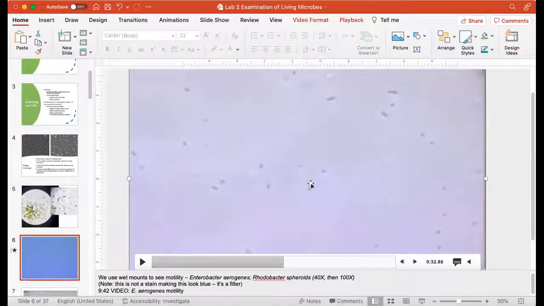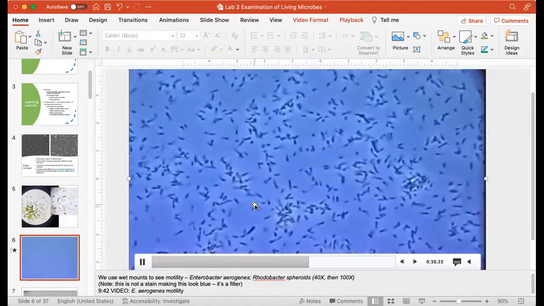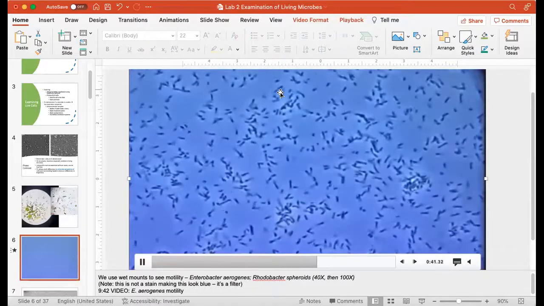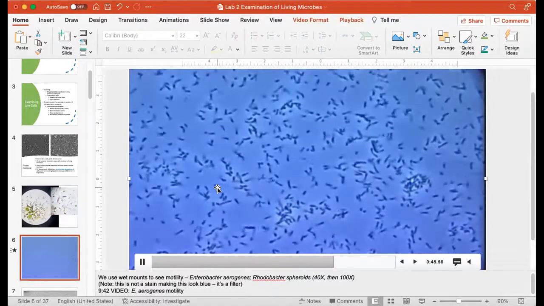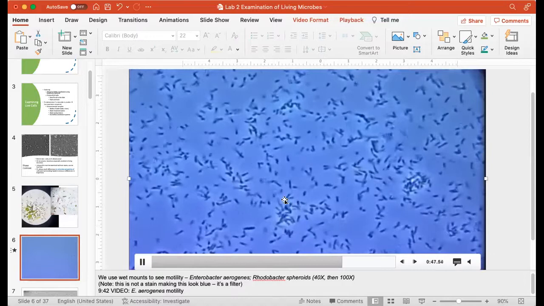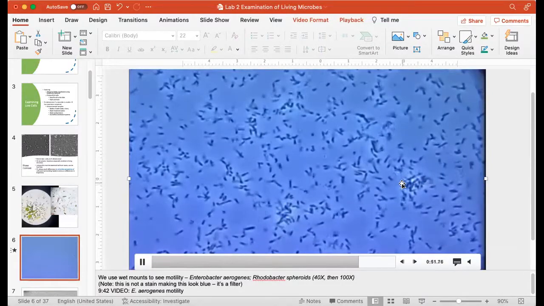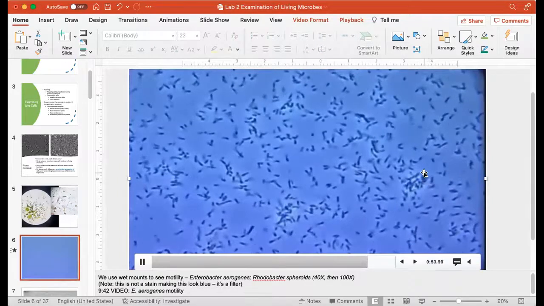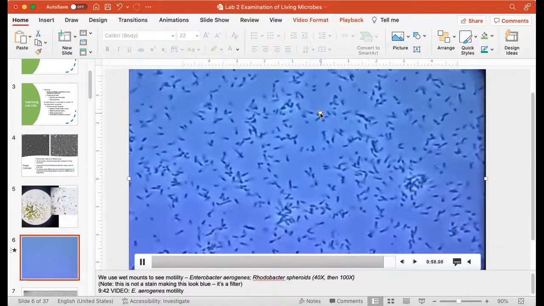So you can clearly see at 100x that these cells are moving around. These cells are motile. Both Enterobacter and Rhodobacter, this one is Rhodobacter, are swimmers. They are motile. Now look at this, there's a clump of cells here that's not moving. Here's another clump over here. You're always going to have some cells under the microscope that are dead. And that's what you're seeing here.